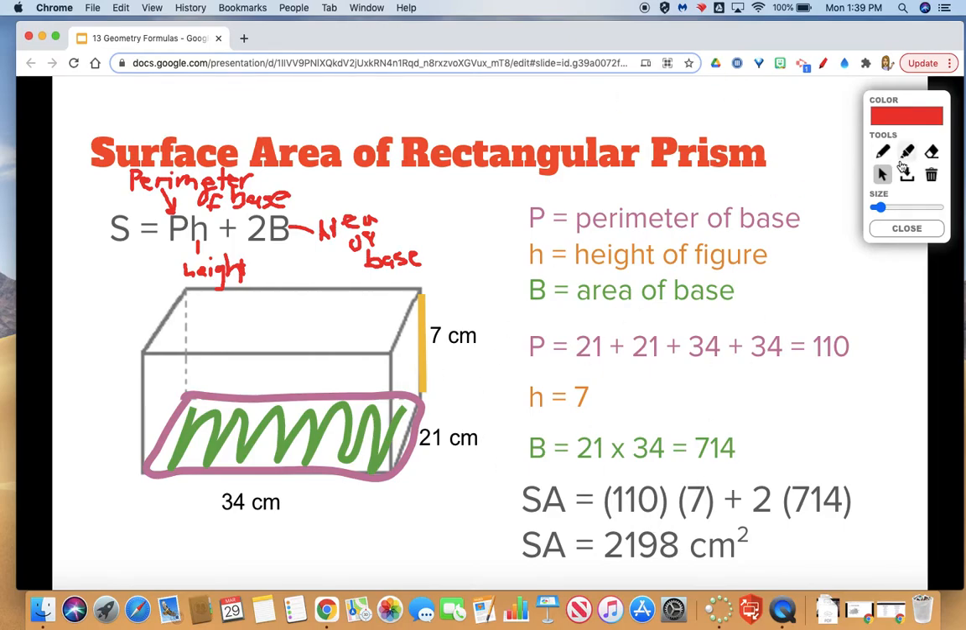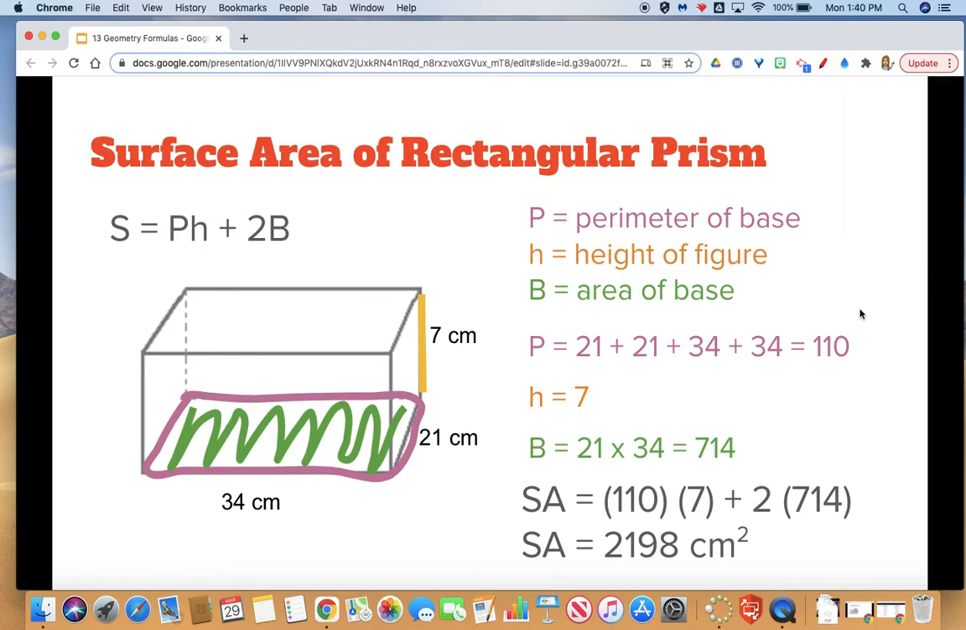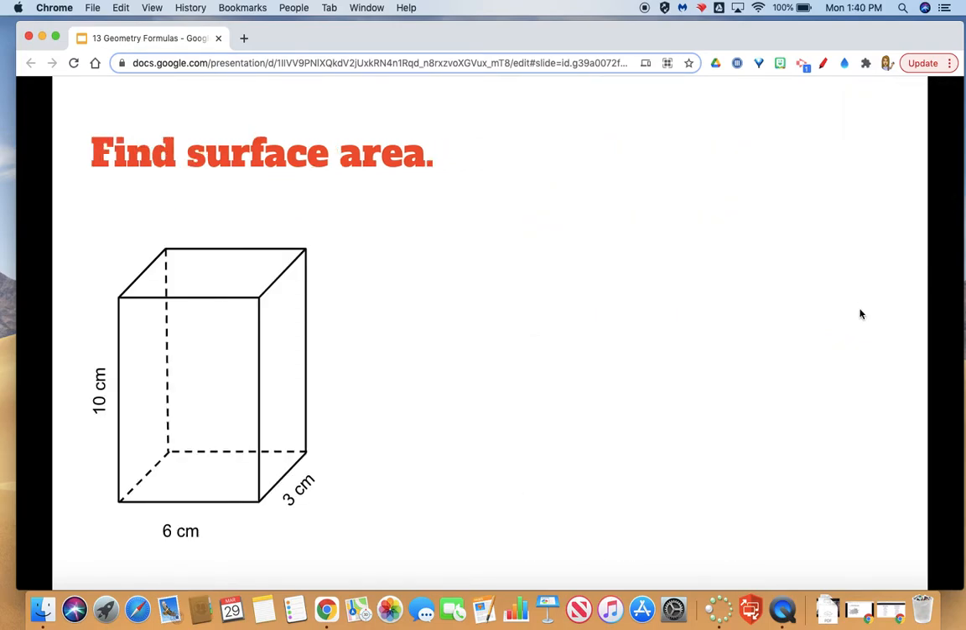You can use the other method. I'll leave that up to you on what makes the most sense for you. Let's go ahead and try one on your own. Press pause while you try this. Press play when you're ready to see the answer.